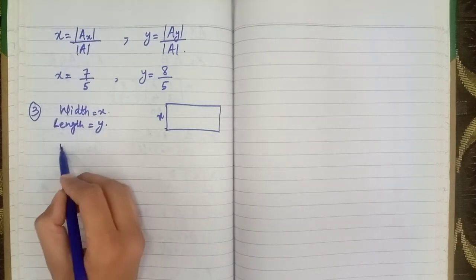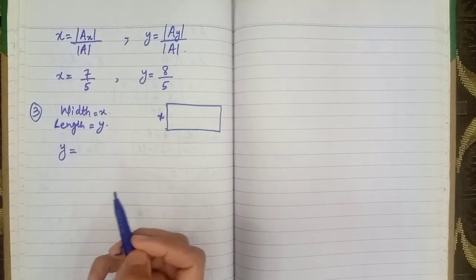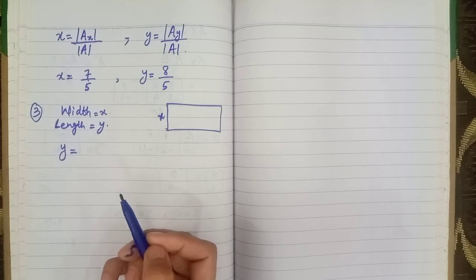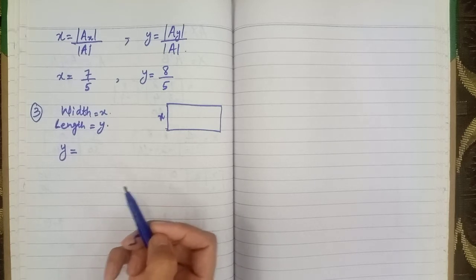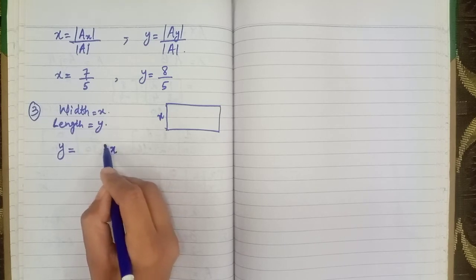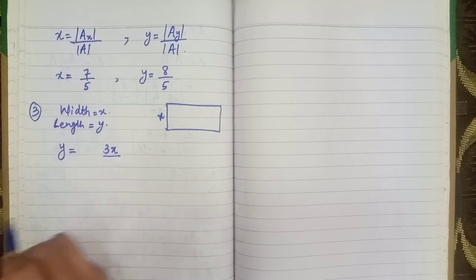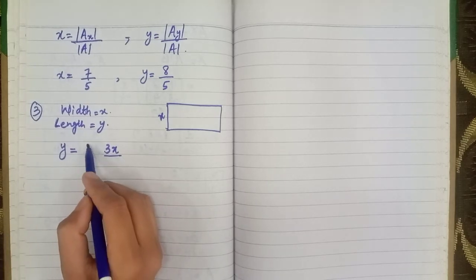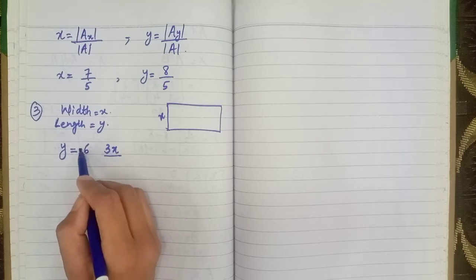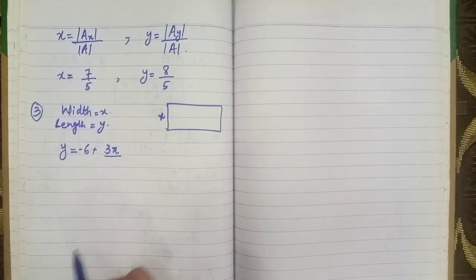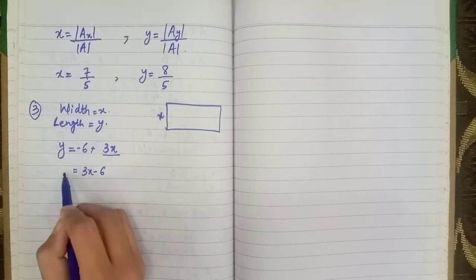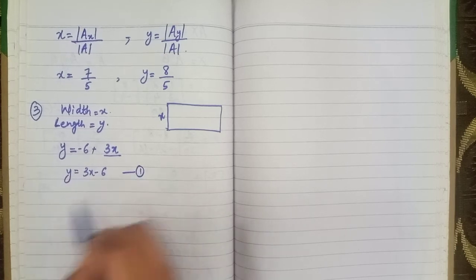Now we are going to obtain y. They are saying that y is equal to, how much is it equal to? 6 centimeter less than 3 times of width. 3x is 3 times of width, and 6 centimeter is less than that. Or you can write it as 3x minus 6. So this is the first equation.